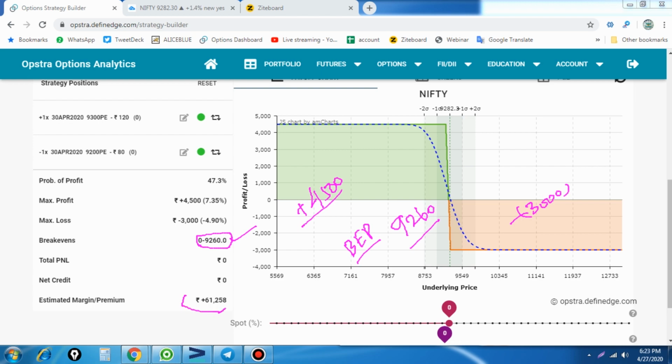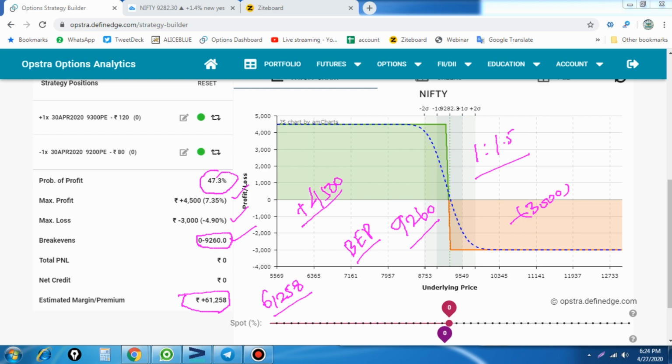Here I am taking the risk. My investment required for the trade is around 61,258, that is my capital required for the trade. According to my capital, I am taking 4.9 percent risk, and I can take profit up to 7.3%. The probability of profit is 47%. Here I am expecting a downtrend, but even if the market goes anywhere on the upside, my losses should be limited. This kind of trade has a 1 to 1.5 risk reward ratio.